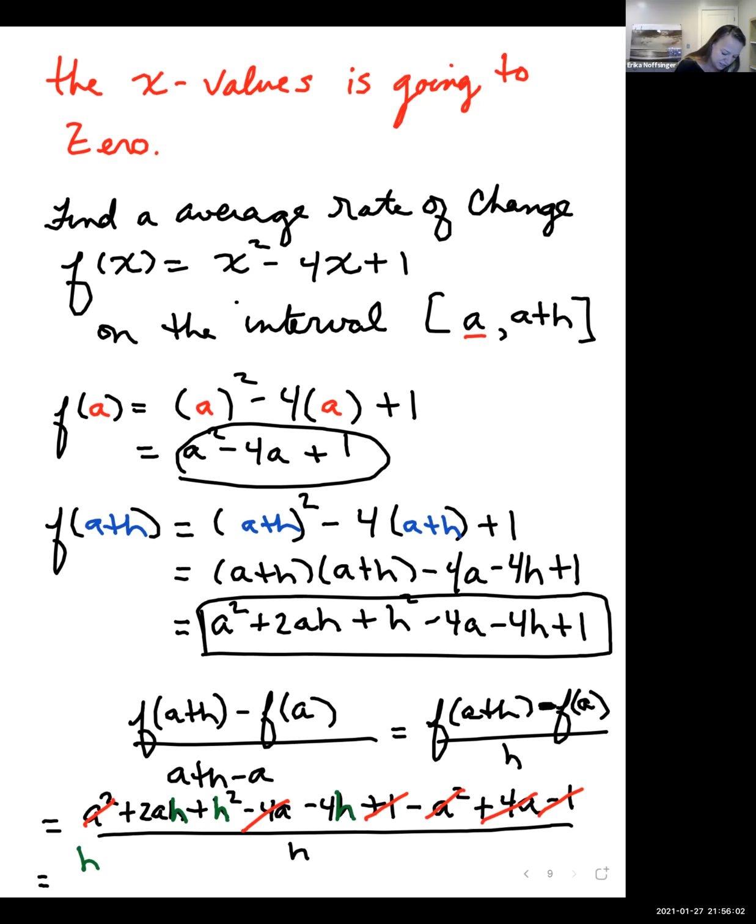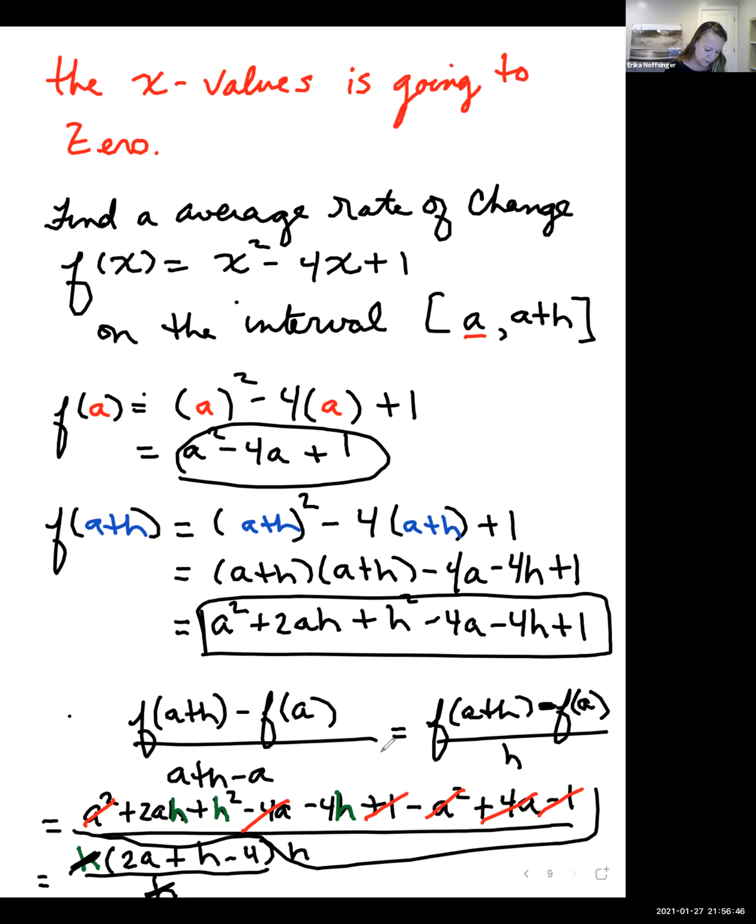So if you pulled out that h in the numerator, we would have, pulling it out of 2ah, we're just left with 2a. Pulling it out of an h squared, we're left with a single h. And pulling it out of negative 4h, we're just left with minus 4, all over h. And our h's cancel. Sorry, it's a little messy. And so our answer, because the h's cancel, we're just left with what we had in that numerator. So we're left with 2a plus h minus 4.